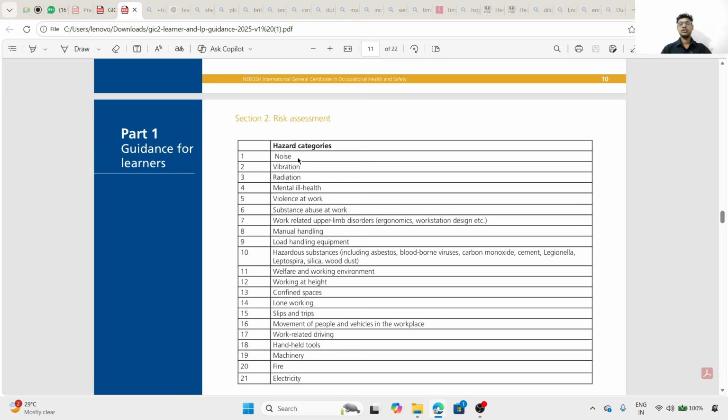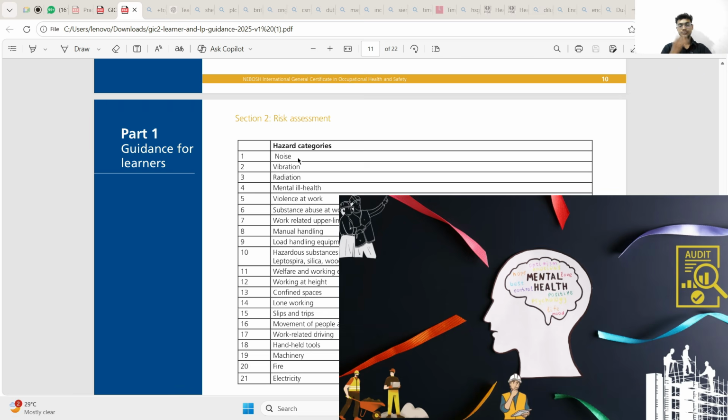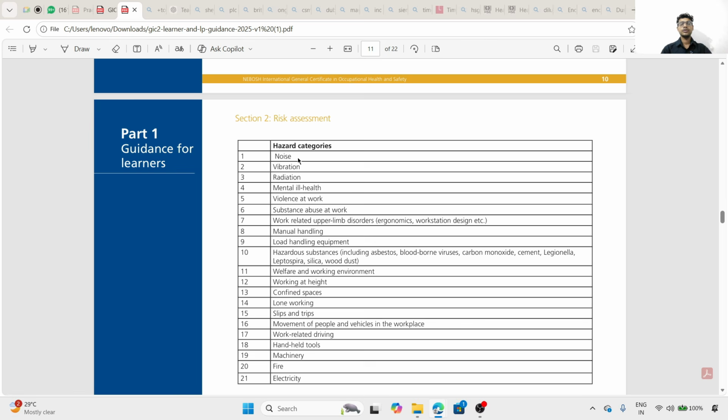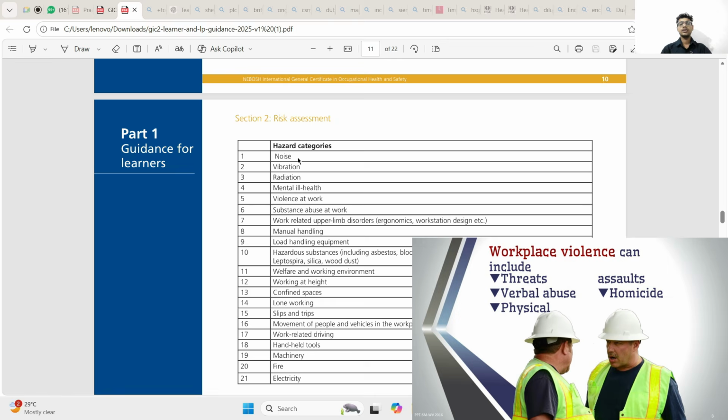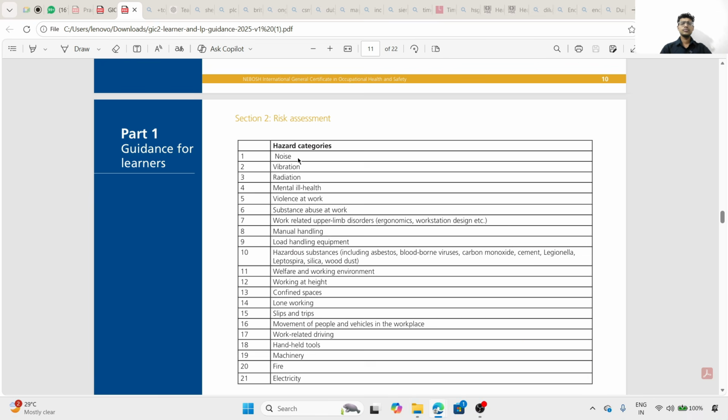Then you have the mental ill health of the people, that is also very important. Mental ill health of the people that have been working. Violence at work, there is a lot of violence that happens at work against women, against people, by the seniors. So that is also an important thing. Violence at work happens mostly with the workers also, leading them into dangerous conditions.